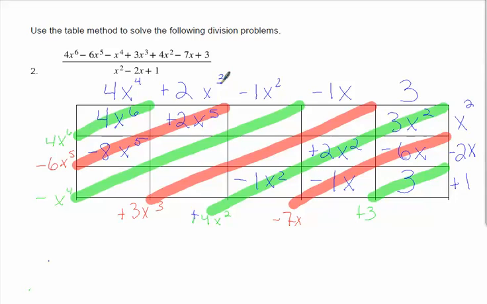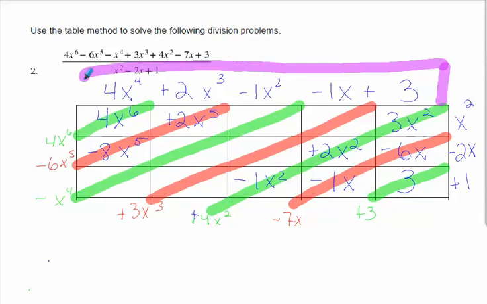My powers go 4, 3, 2, 1, 0. That's always a big thing. This is a plus sign. And guess what my answer is? This is my answer.